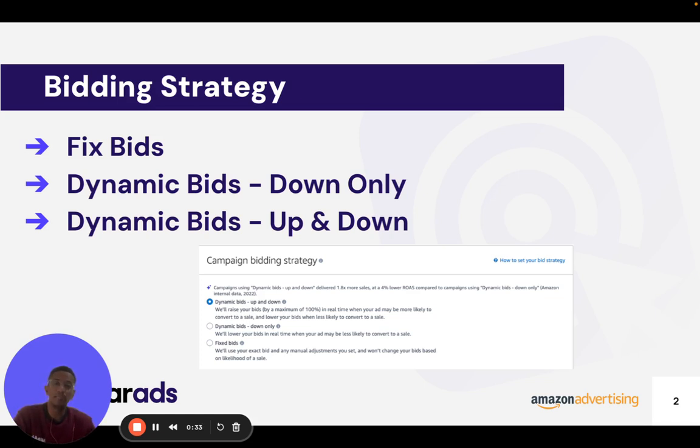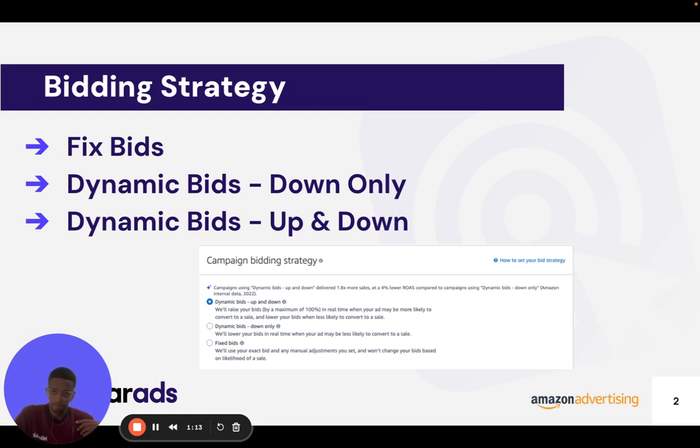Dynamic bids down only basically allows Amazon to take a bit more control of how much you pay. They will try and understand from historical data what the chances are of your ad converting into a sale if it were placed for that sponsored placement, which we'll get into a little bit later. So it can vary. If they think it's less likely to turn into a sale, then they will cut back on how much you pay for that particular click.